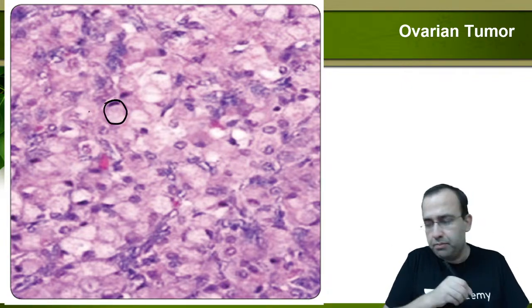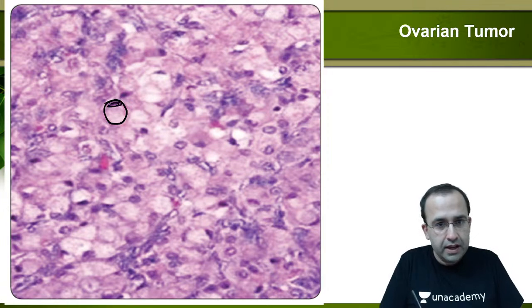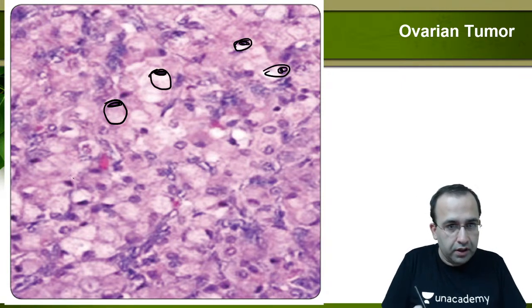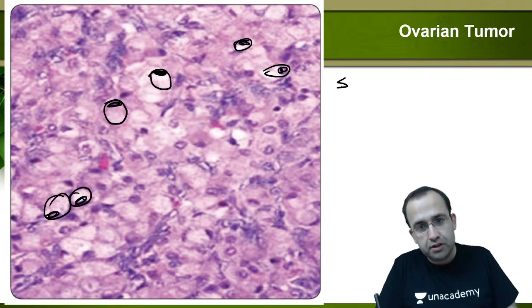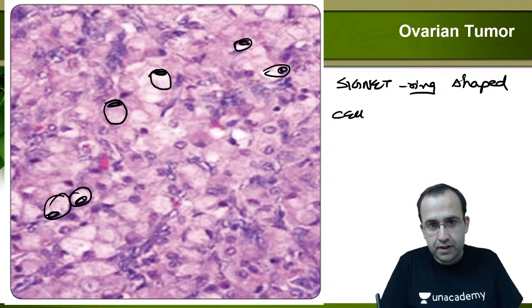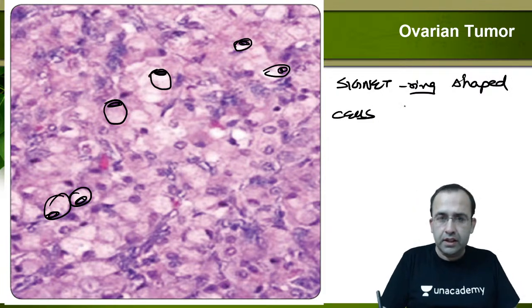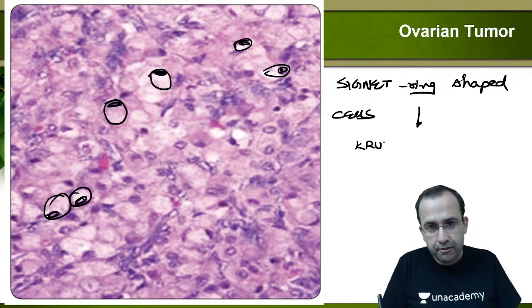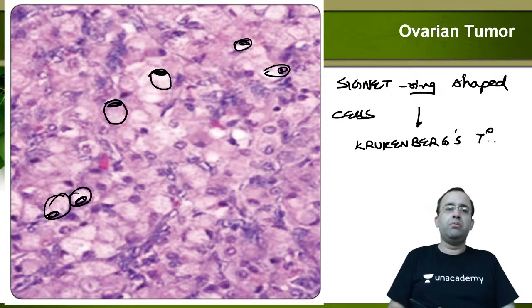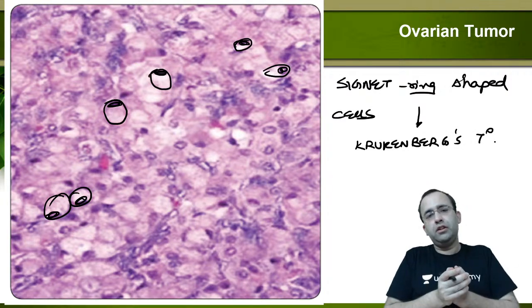It shows the presence of Signet ring shaped cells. What you see here are the cells which look like a ring. The nucleus is present at periphery. That is Signet ring cell shape, seen in Krukenberg's tumor. This is what the Signet ring cells look like.